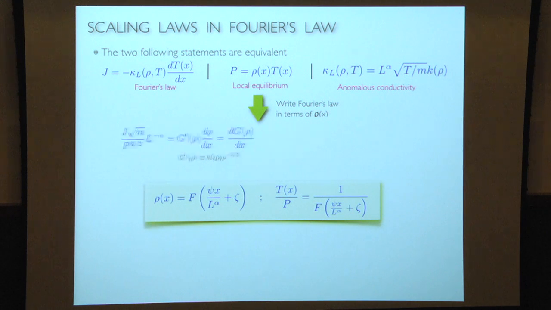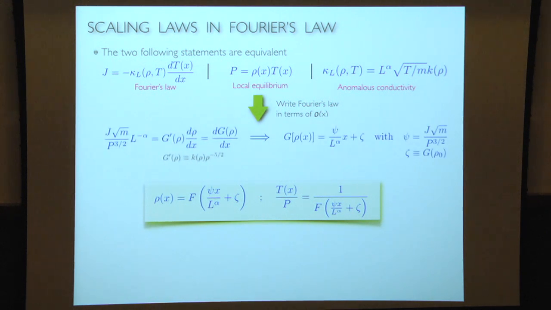That immediately implies that G of rho of X, whatever G is, that we don't know yet how to relate with these unknown functions, the G of any density profile will be linear in space: psi X over L to the alpha plus some constant, where again this psi, remember, is this reduced current. Typically, when you measure profiles, they are well behaved. So we are going to assume that this G is well behaved, so it has a well-defined inverse.